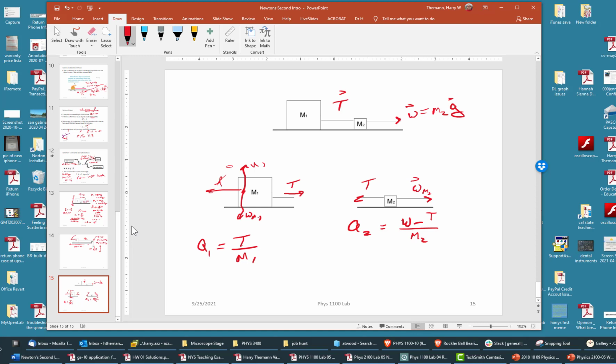But here is the leap of logic here. One thing we would be told is that the string doesn't stretch. No stretch. String no stretch. So that means that M1 and M2 move together.